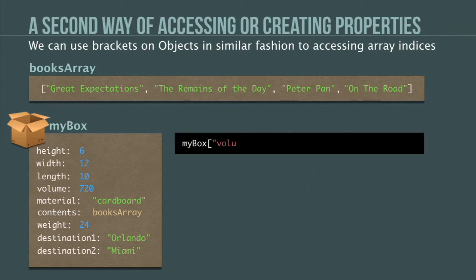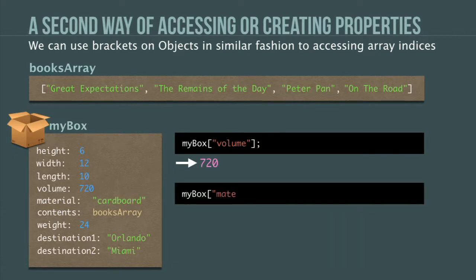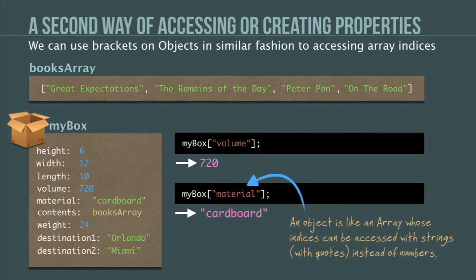So here, if we wanted to find the volume property using brackets, we would pass in the string volume, and it would give us 720. If we also wanted to find the material, we would do the same thing and get back cardboard. You can think of an object just like an array, but whose indices are accessed with strings instead of numbers.